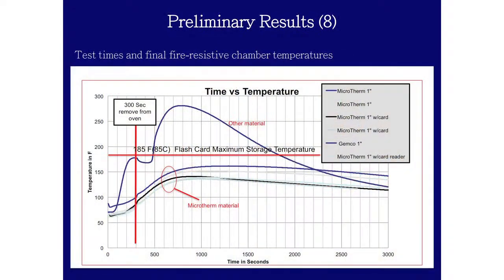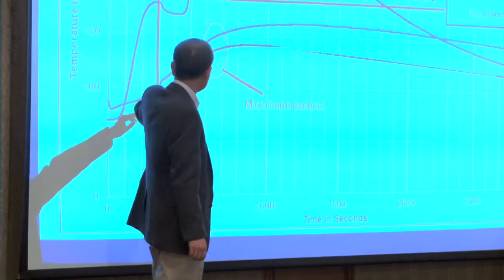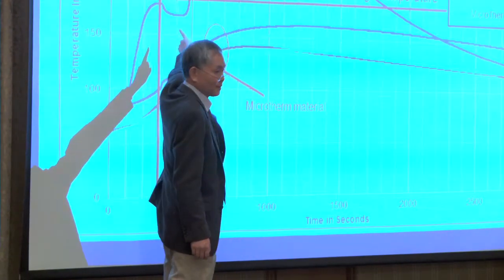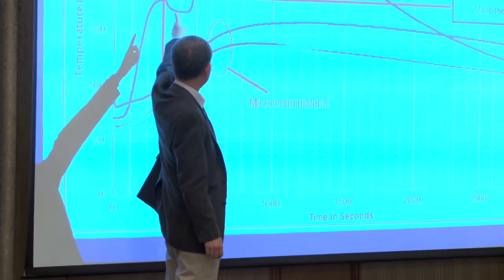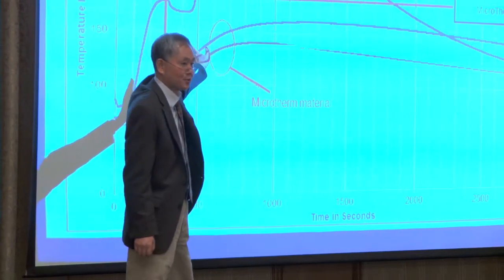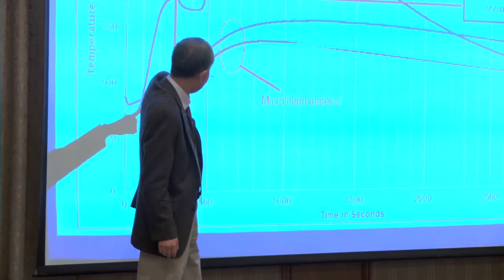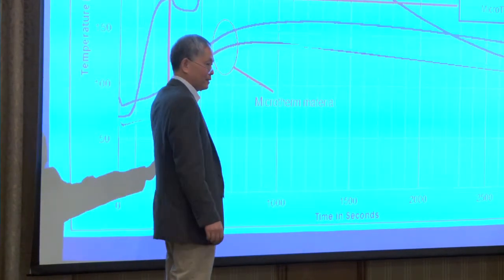And this is the temperature curve of the fireproof test. Here, there are a bunch of microtherm material tests. All of them pass; this is under the threshold. This is 85 degrees C, 185 degrees Fahrenheit. That's the memory card storage temperature. They're lower than the temperature. This is the 5-minute line.